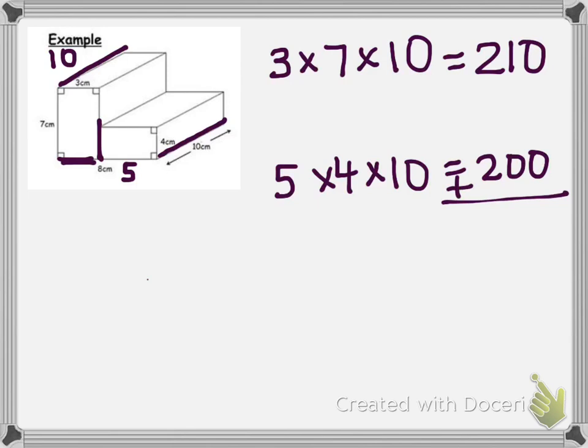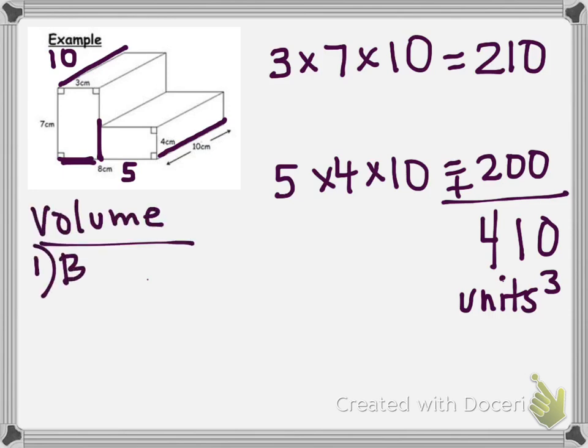Then I'm going to add these together. 0 plus 0 is 0. 1 plus 0 is 1. And 2 plus 2 is 4. So we get 410 units cubed.